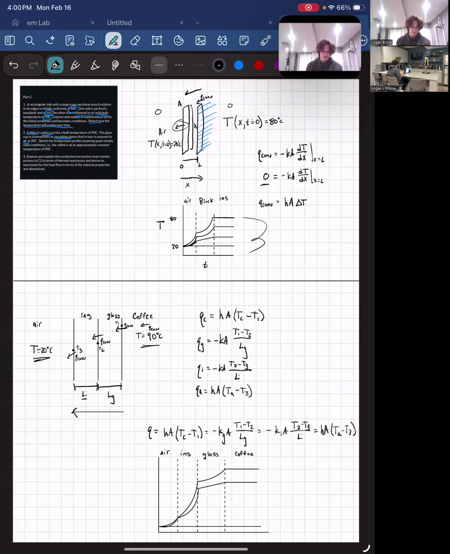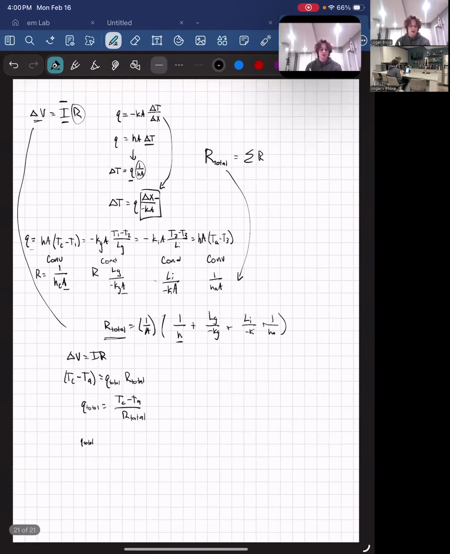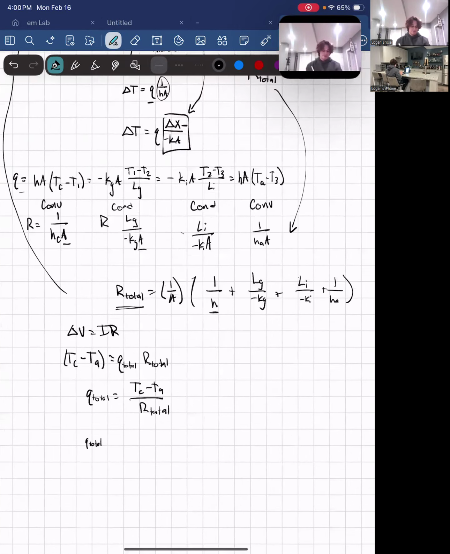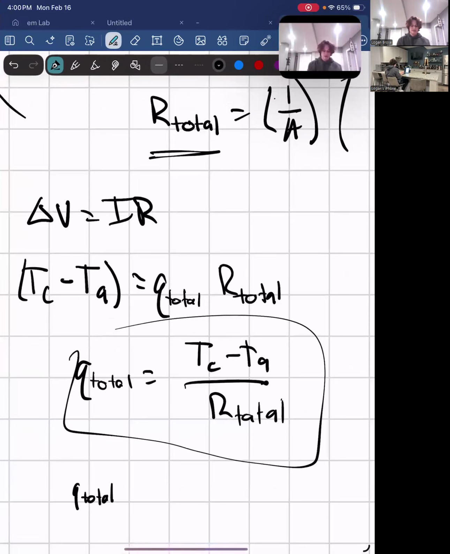So that is how the temperature looks in a block over time with glass and insulation, and how that relates to Ohm's law and how the resistance relates to conductive and convective heat transfer. And then you can see the expression that we derived for the heat flow: we have our Q, TC minus TA over R total.